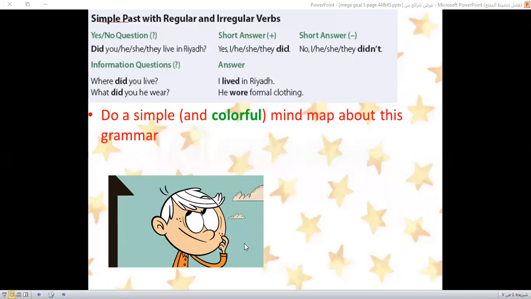Which part of the grammar? The one that I'm showing now. These two. Okay. So Anan is doing the mind map. Who else? Yara also. Jude. Hatun. Nice. What about the rest? Mahabba, of course. It's very simple. We've taken this grammar many times before. Make sure it's colorful.